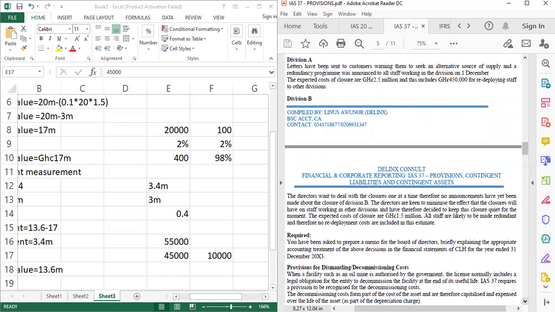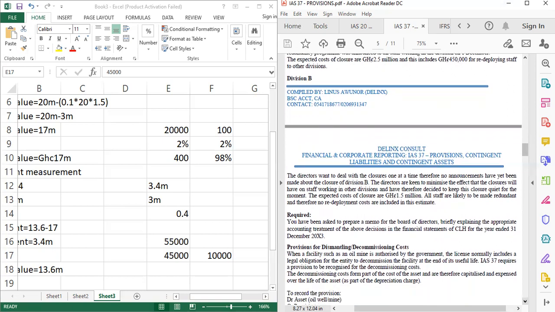Is there any obligation for me to make provision? Can I measure the cost of the provision? Is it probable that I'm going to pay money to settle this provision? If you have these things, then you can go ahead to make provision. Let's look at provision for dismantling costs.